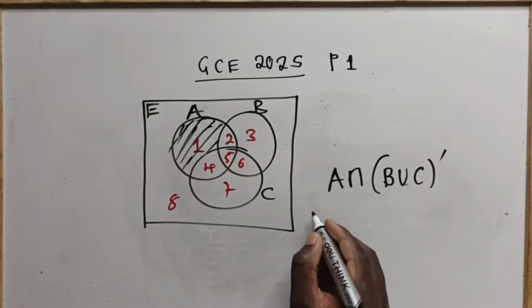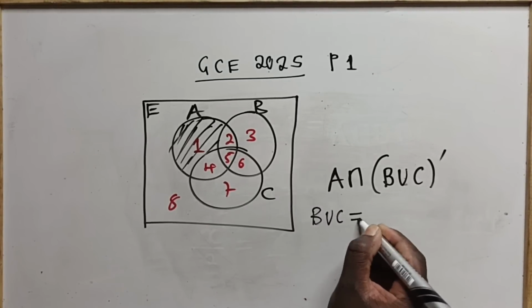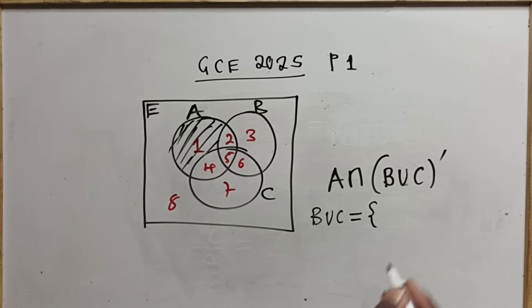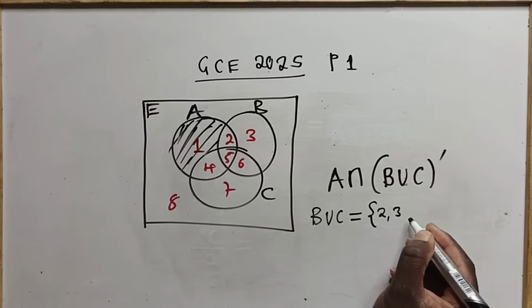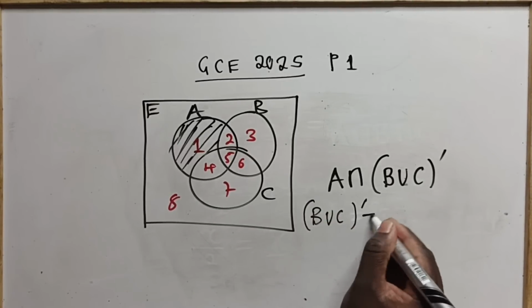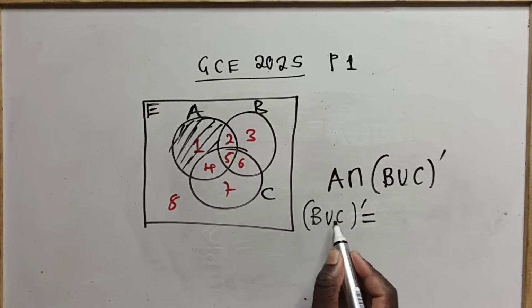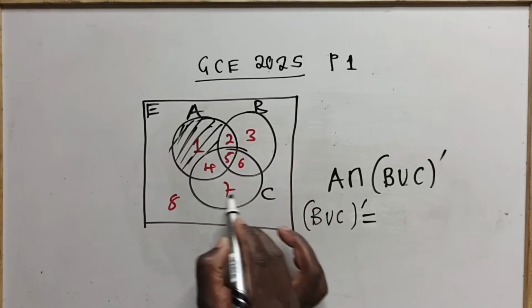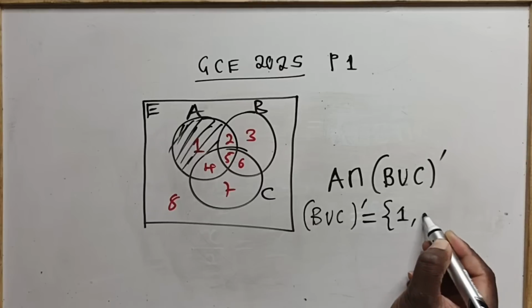So if we say, okay, what is our B union C? I just want to see and prove. B union C is 2, 3, okay? Or let me get the complement. The complement means don't get what is in B union C. So B union C is all these numbers. What will just remain is 1, 8.